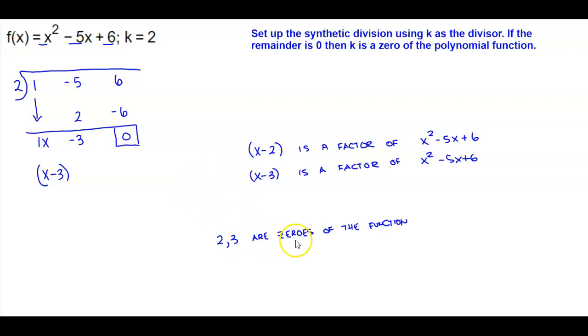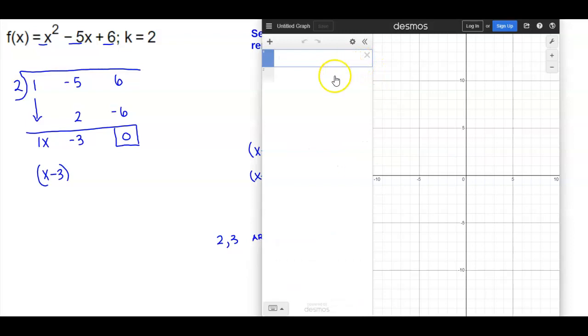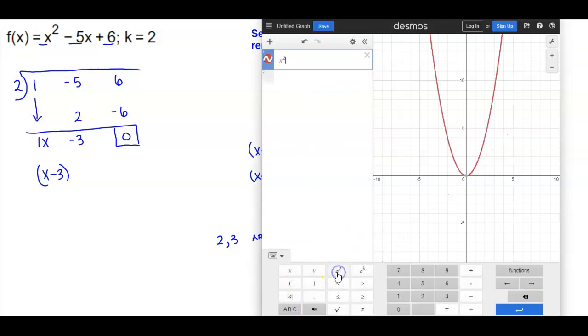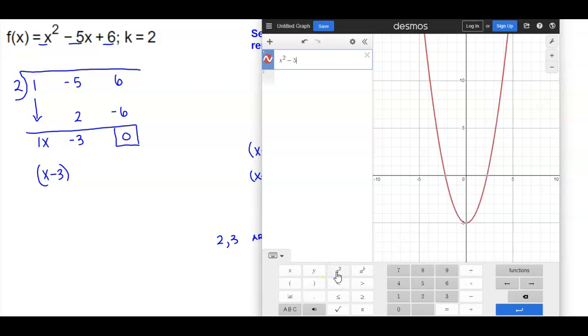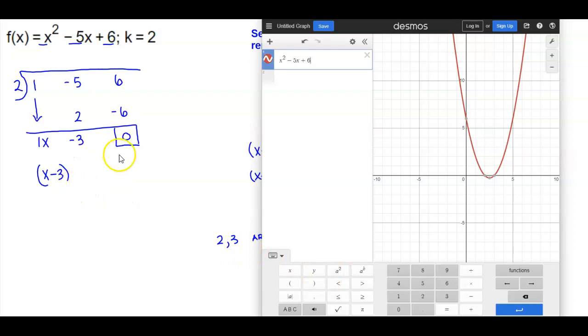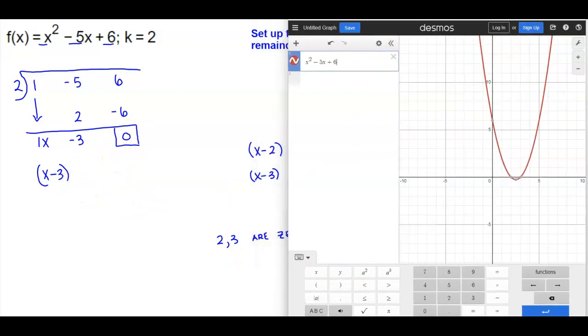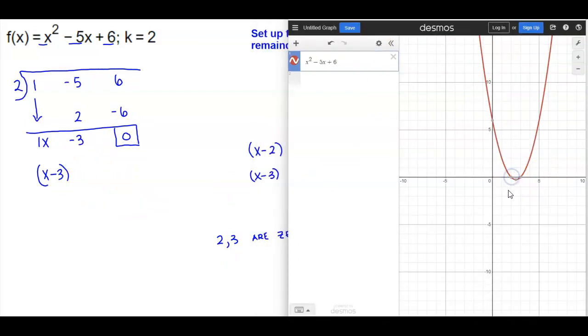Okay, so what does it mean for zeros of the function? So let's graph this. We're going to graph this on Desmos. So if we graph this, we have x squared minus 5x plus 6. Zeros of the function is, where does it cross the x-axis? Well, it crosses it at (2, 0). That's a zero of the function. And (3, 0). So you can see here we're getting a remainder of 0.